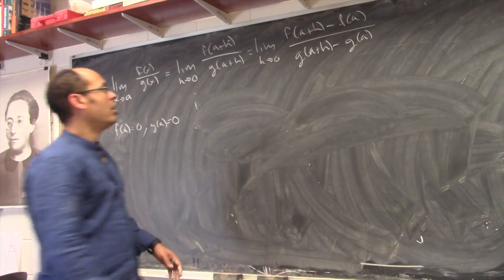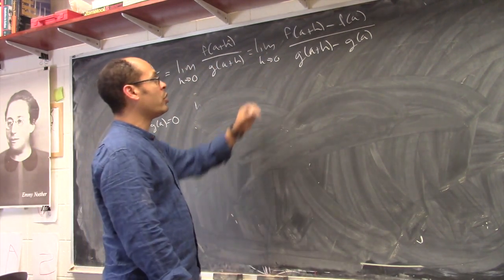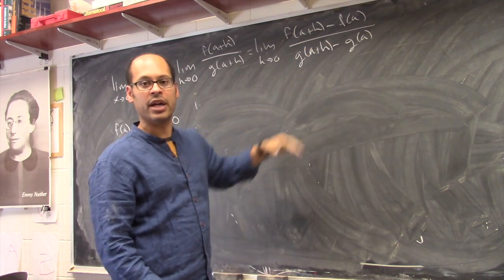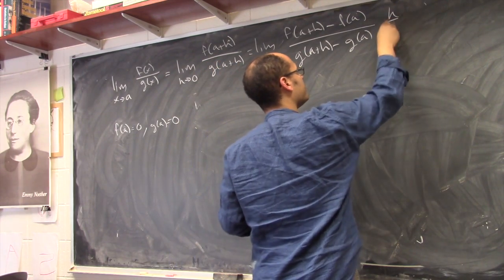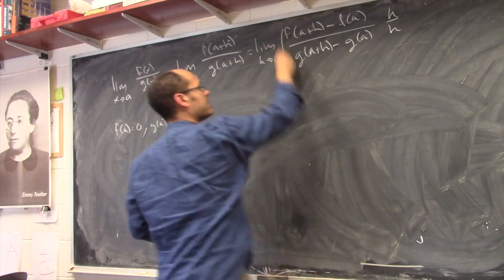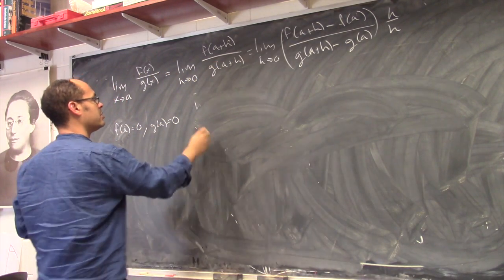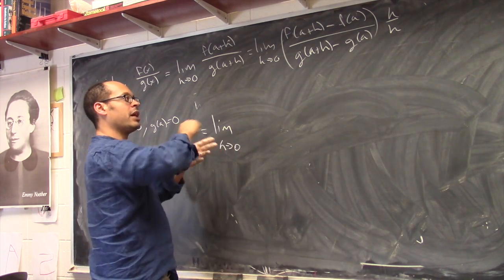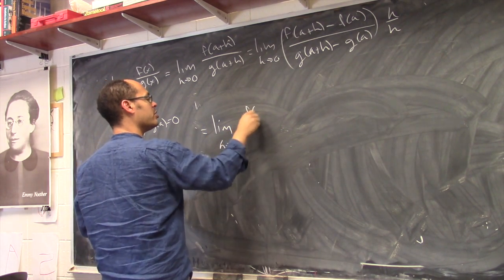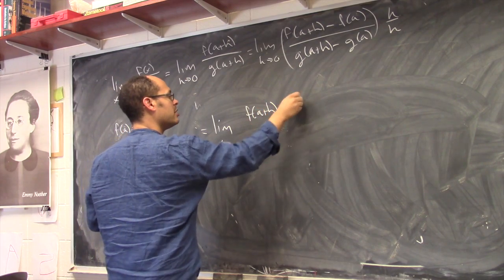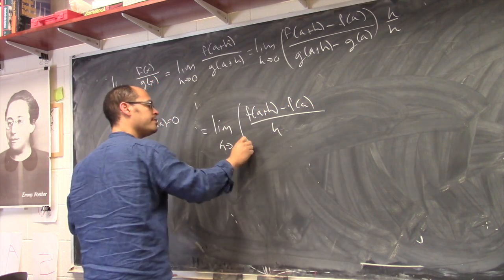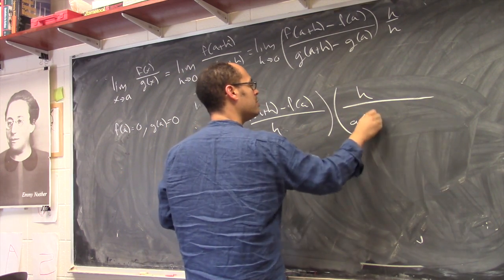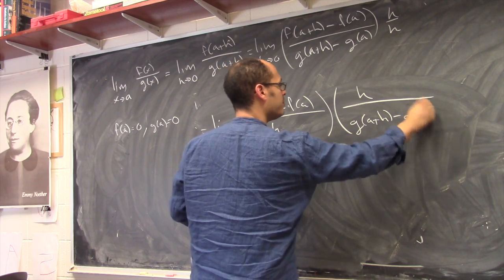Now, to make this look a little bit more like the difference quotient, I want to have this thing divided by h instead of that. So I'm going to stick in an h over h, because that doesn't do anything, and it'll provide me with the h's I need to rewrite my expression. So you get the limit as h goes to 0. And now let me pair these off in different ways. On the one hand, we have f of a plus h minus f of a over h. And on the other hand, we have an h divided by g of a plus h minus g of a.